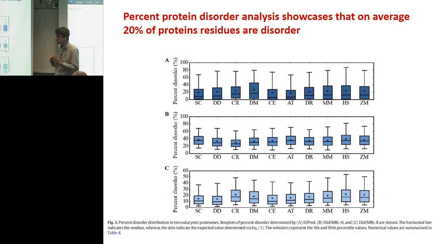So what we did then, we took each one of the proteins and the three algorithms that we wanted to study. The top one is the IUPred. The second one is the Disemble hot loops. And the final one is the Disemble REM. When you look at this, this is the percent of disorder you will find in each one of the proteins.